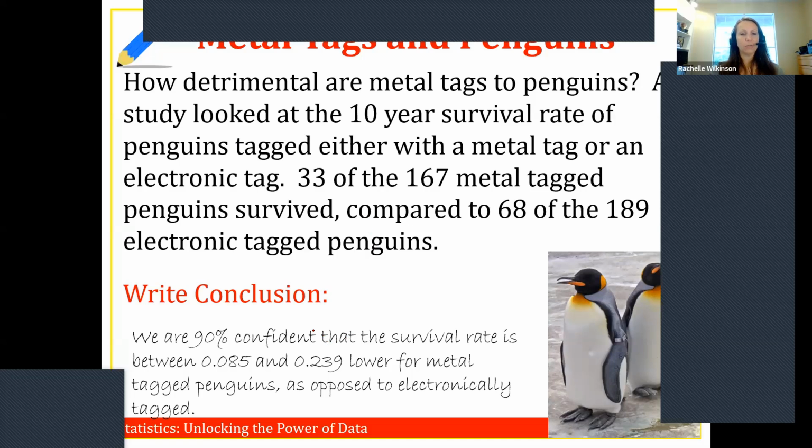There's different ways to write the conclusion. If you want to keep it like the very standard way that we've been writing it, where we say we're 90% confident that the difference in the proportion of surviving penguins for metal tag versus electronic tag is between negative 0.239 and negative 0.085, then you can totally do that. The negative part is taken into account in the way I wrote it here with this word lower. So this way uses a few less words and means the same thing. But if you're worried about messing up how you write it, you can stick with our traditional method.